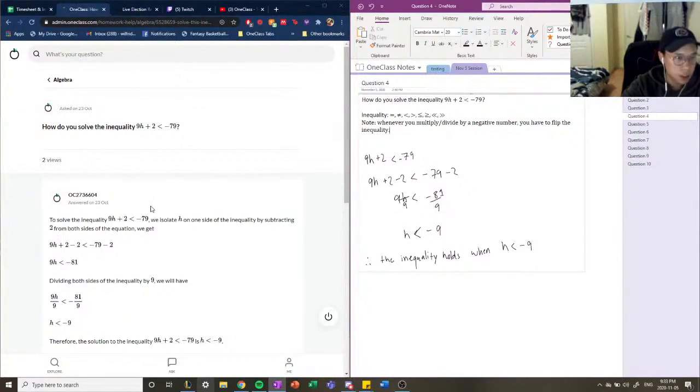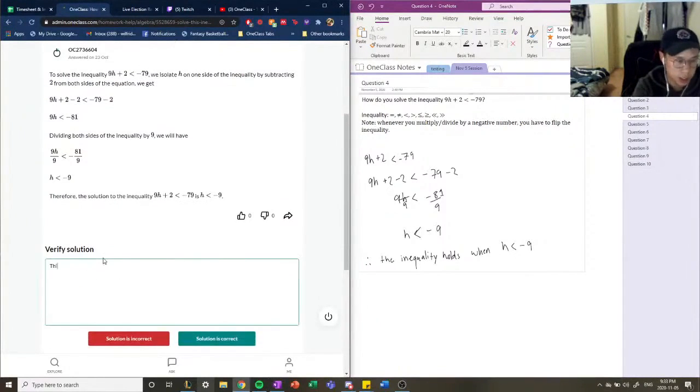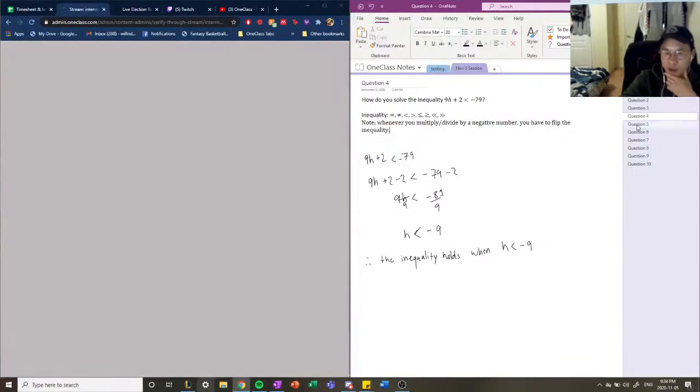So let's read what the junior tutor has written. To solve the inequality, we isolate for h on one side of the inequality. Okay, so they isolated for h, and they figured out that h has to be less than negative 9 for this statement to hold true. So because of that, this is the correct solution. Good job. I'll put a smiley face. Okay, question number 5. Let's move on.